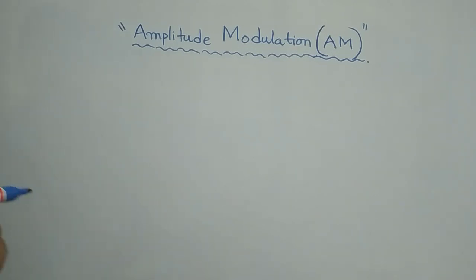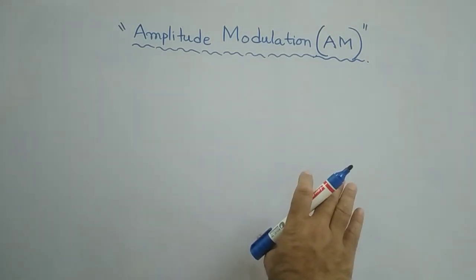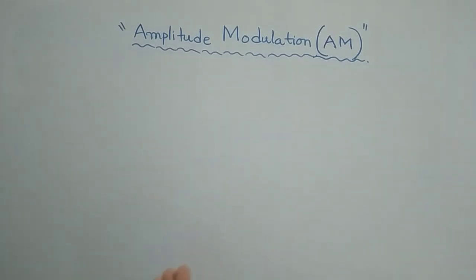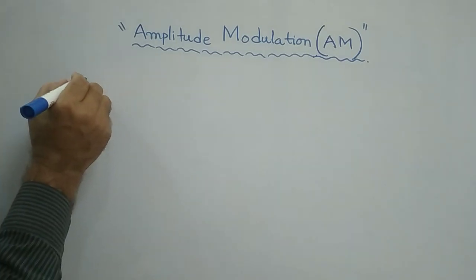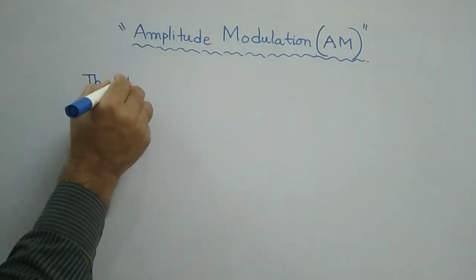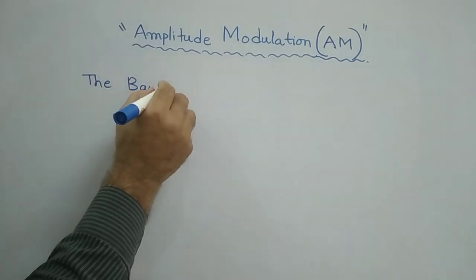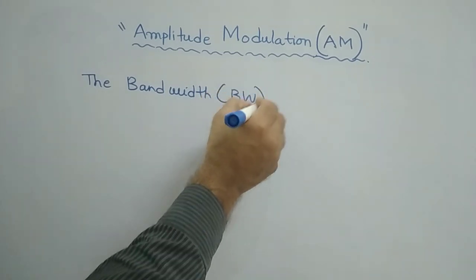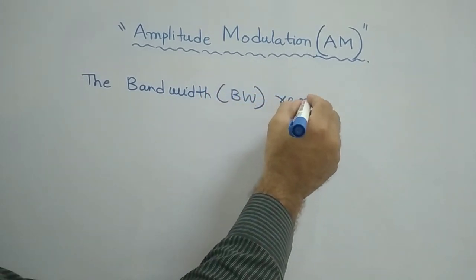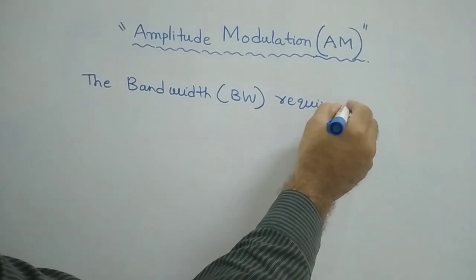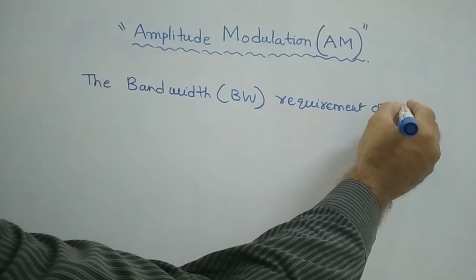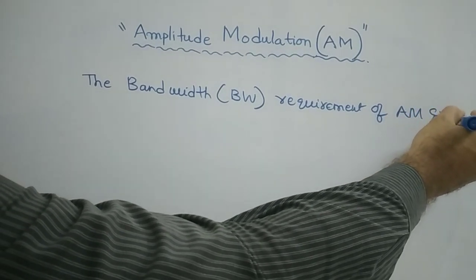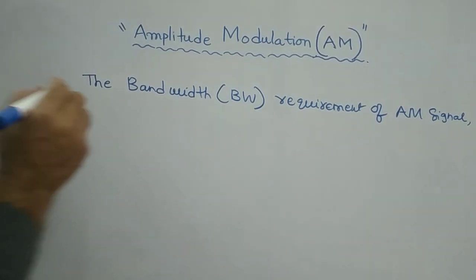But now let us see, for this modulated signal, what could be the bandwidth actually? The bandwidth requirement can also be calculated. The bandwidth, written as BW, the bandwidth requirement of the AM signal. How can this be calculated?